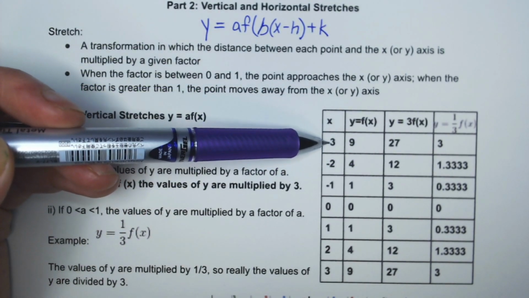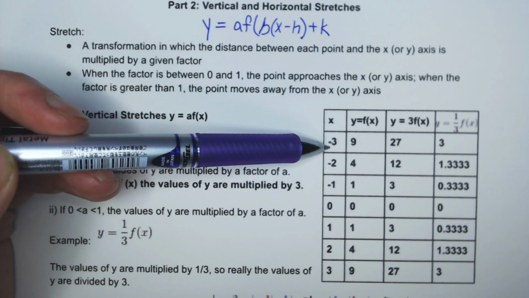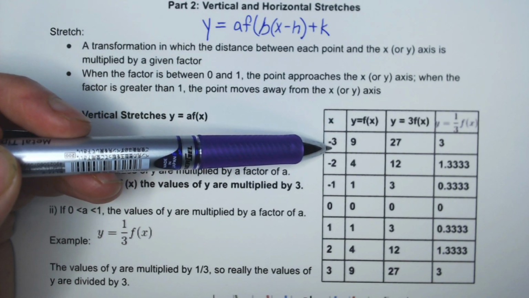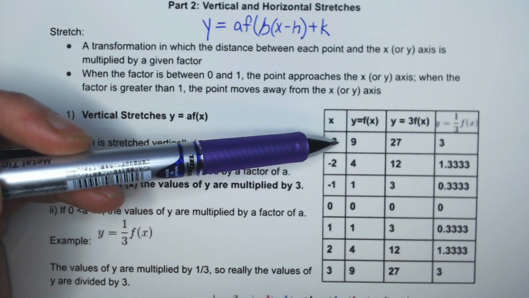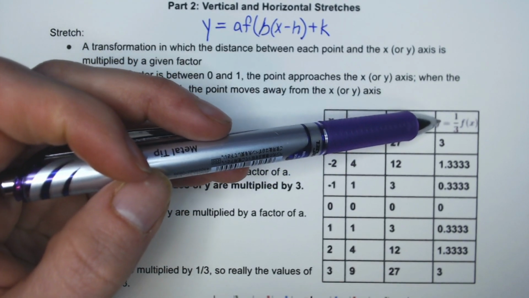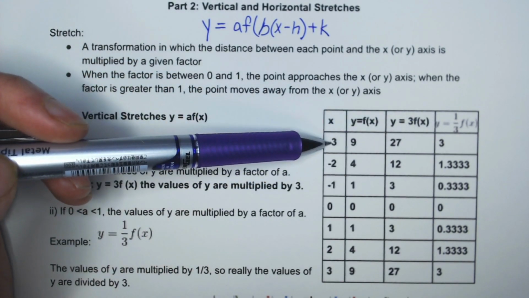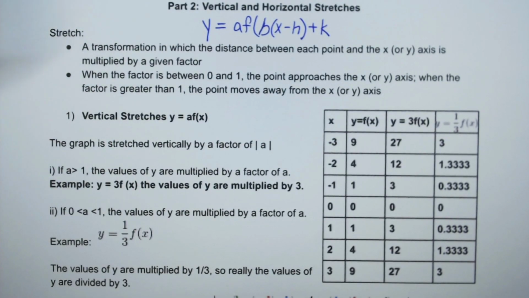So at -3, if we have y equals f of x, we'll have 9. If we go to y equals 3 f of x, the coordinate would be -3, 27. And if we go to y equals 1/3 f of x, the coordinate would be -3, +3. So there's some general rules for us to follow.